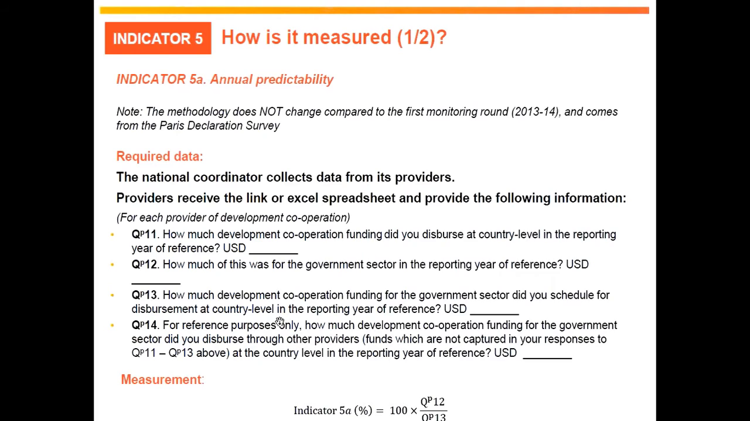So as with most of the indicators, as Alejandro pointed out in terms of responsibility, it is the national coordinator that coordinates the data collection process for this indicator, seeking information, in this case, from providers. Okay? In terms of data submission, that can involve either an Excel spreadsheet or an online survey that looks specifically at these 4 questions. So we can also read these questions, but an overview is basically this question number QP11, the P meaning that the information comes from providers, is looking at the total amount of development cooperation funding that was disbursed by that provider in the country in the reporting year of reference.